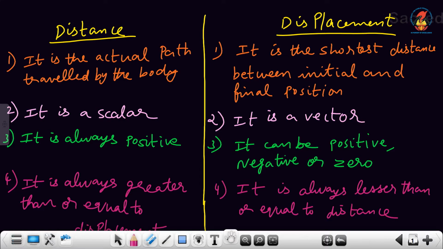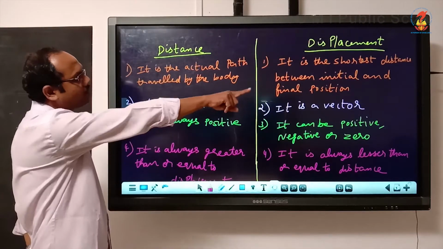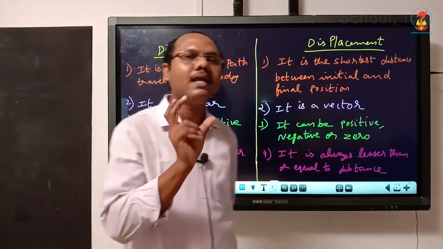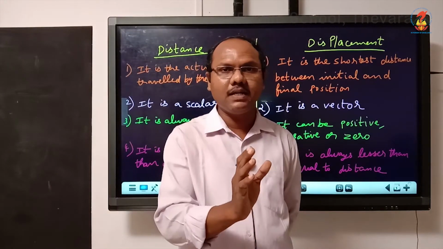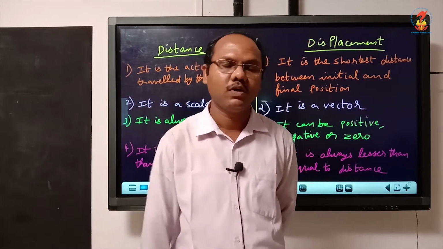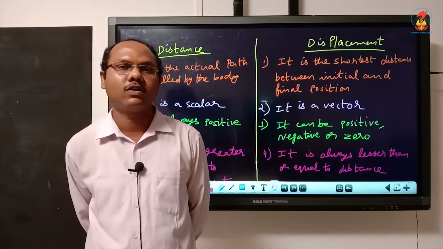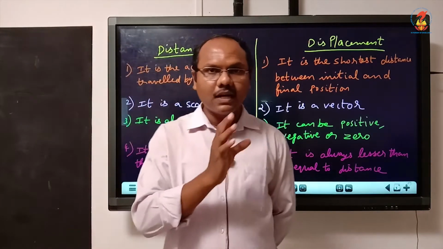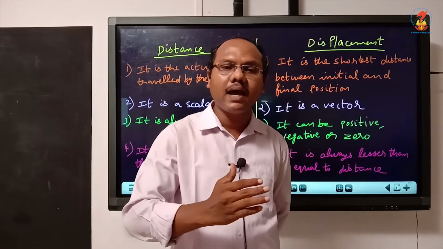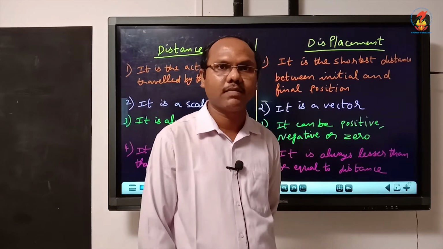Now the second point, distance is a scalar quantity, whereas displacement is a vector quantity. What is meant by scalar and vector? Scalar quantities means the physical quantities which have only magnitude. Magnitude meaning value. The physical quantities which have only magnitude are called scalar quantities. The physical quantities which have magnitude as well as direction are called vector quantities.